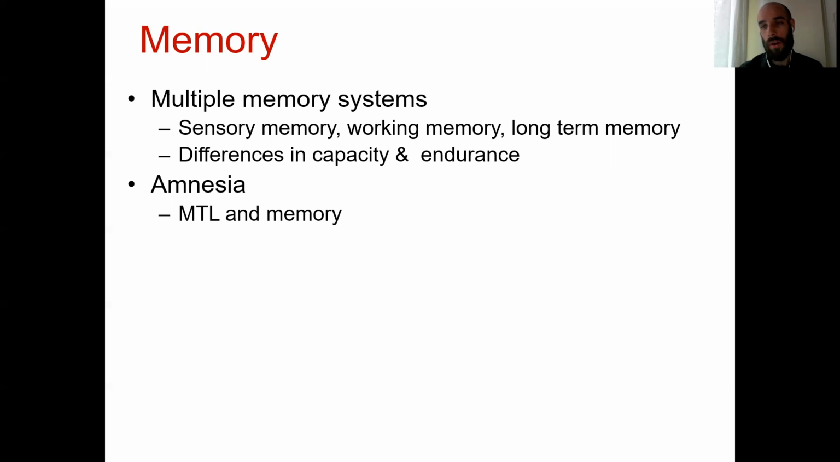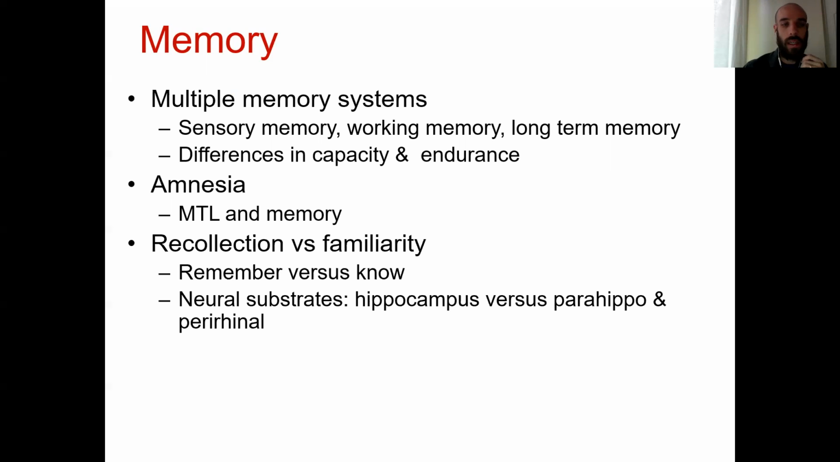That is, they can't remember what happened right before the incident, but they can remember their childhood memories and that sort of thing. Okay, then we talked about how we retrieve memories from long-term memory stores. It seems that there are actually two retrieval mechanisms, one called recollection and one called familiarity.